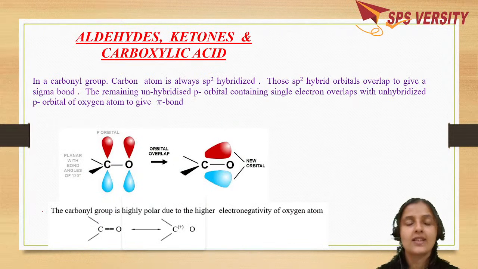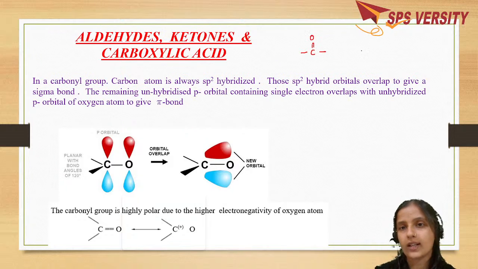Then we move ahead with this topic, that's aldehydes, ketones and the carboxylic acids. We are going to take it in two different parts. One is the aldehyde and ketone, and the other one is the carboxylic acids. So the common thing which is there in aldehydes, ketones, and the carboxylic acid is the C double bond O group, which is called the carbonyl group.